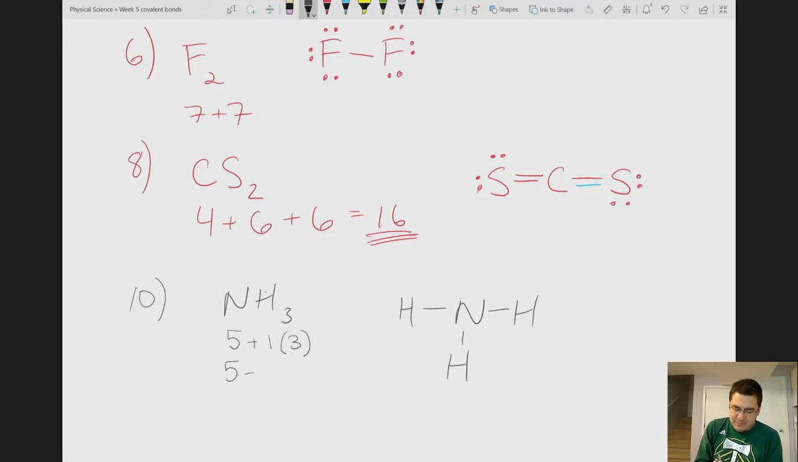So 5 plus 3, I have a total of 8. I've used up 6 of them in the bonds, so I only have 2 left. The only place left for them to go is around the nitrogen. So nitrogen has 1 lone pair and 3 bonds for a total of 8. And those hydrogens, a reminder, are happy because they're such a small atom. They're happy with just 2. They don't need a full octet. So all those hydrogens are happy.